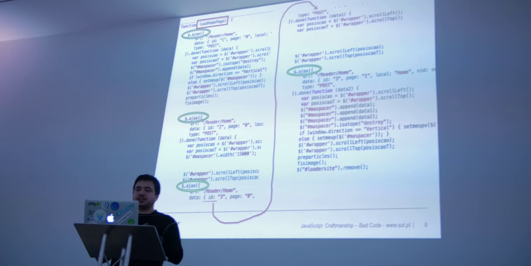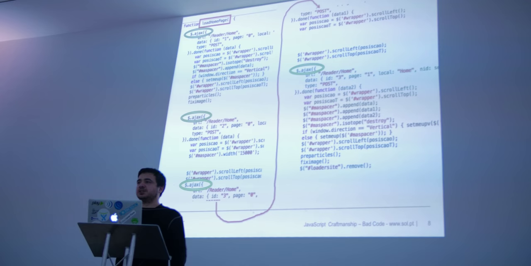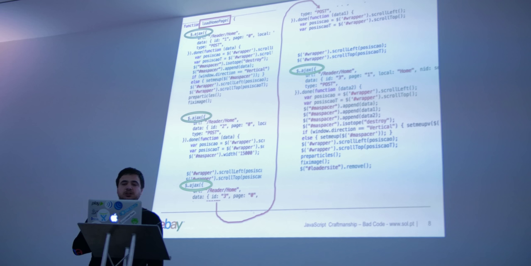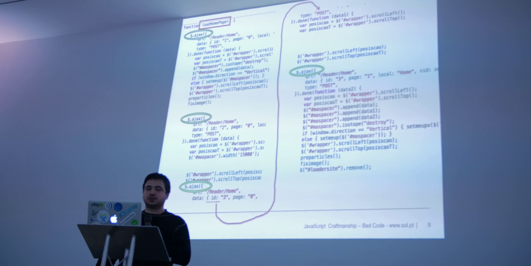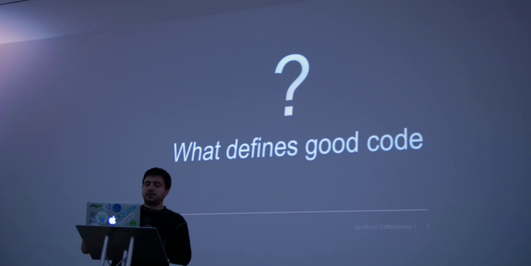So anybody that is ever hired into this company and is going to try to edit this code, add any new feature, or do whatever, is going to have a copy-paste nightmare here. And it's all because they just hacked it through. They didn't care about what they were doing. We could point out more errors, like the jQuery selectors everywhere and things like that, but let's not go too much into it. So what really defines good code?